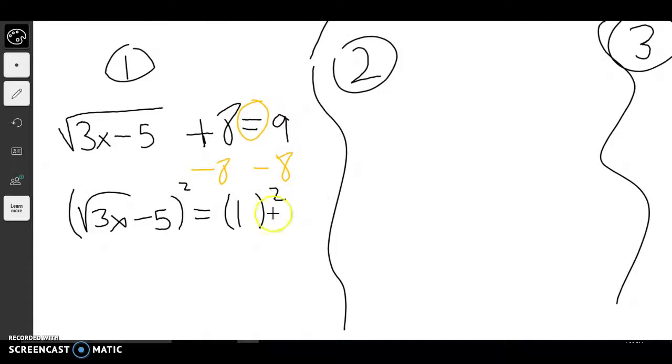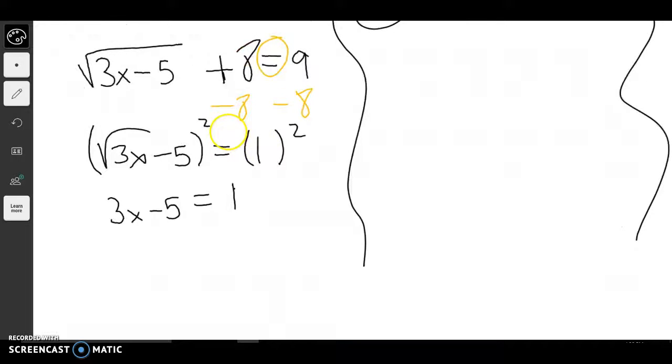Then I'm going to square both sides. And you might go, well, why didn't I take care of this minus 5 first? Well, if you see this minus sign underneath the radical, it's kind of like trapped. So we can't really deal with the 3x minus 5 until we get rid of the radical. And we get rid of the radical by squaring both sides. So then I'm going to be left with 3x minus 5, which is equal to 1.